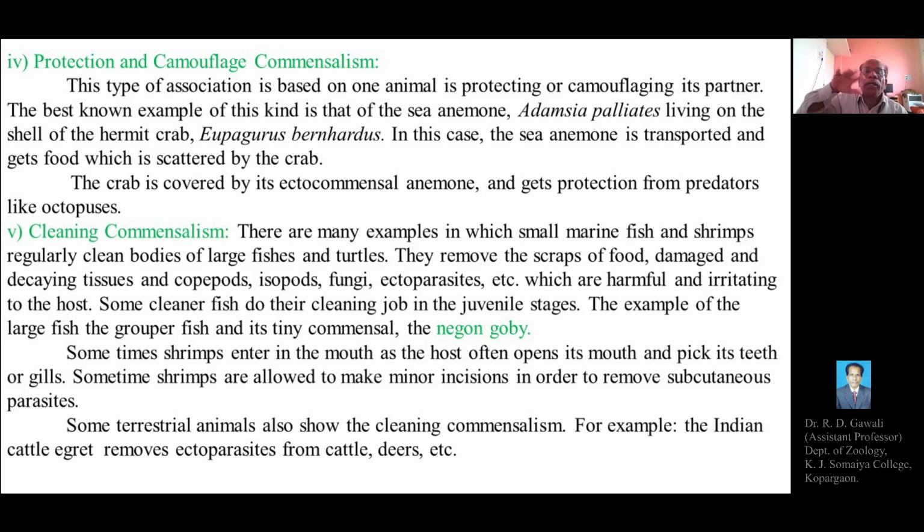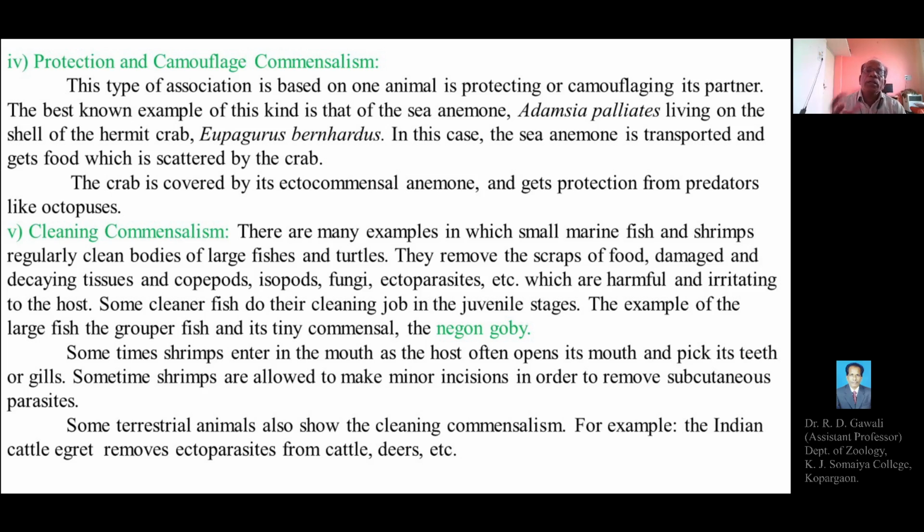So the crab is covered by its ectocommensal, the sea anemone, and gets protection from predators like the octopus. In this protection and camouflage commensalism, the sea anemone is transported on the shell of the hermit crab and shares its food. And in return, the sea anemone protects the hermit crab because of its nematocysts or tentacles, which are useful in fighting the enemies of the hermit crab.